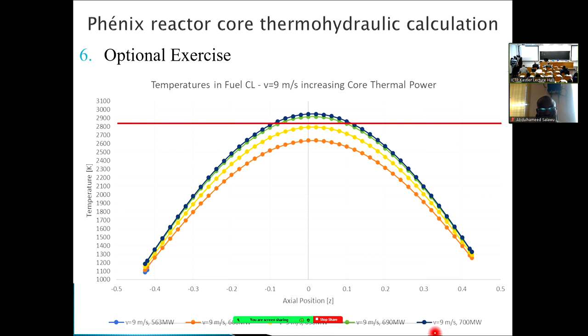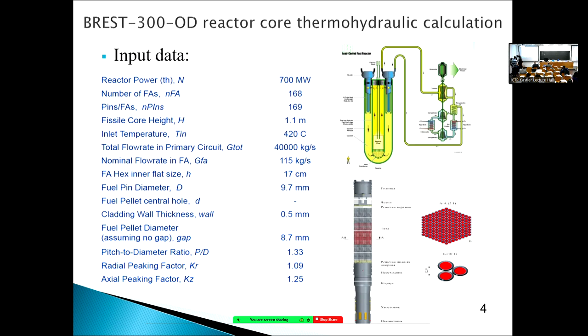And as we calculated for 700 megawatts, we saw that it was passing that limit, so we did a linear interpolation to find the temperature that would be at the limit of the failure mode of the fuel. So we found that to be around 690 megawatts. And this is the Brest reactor that Nabila will carry on. Thank you.